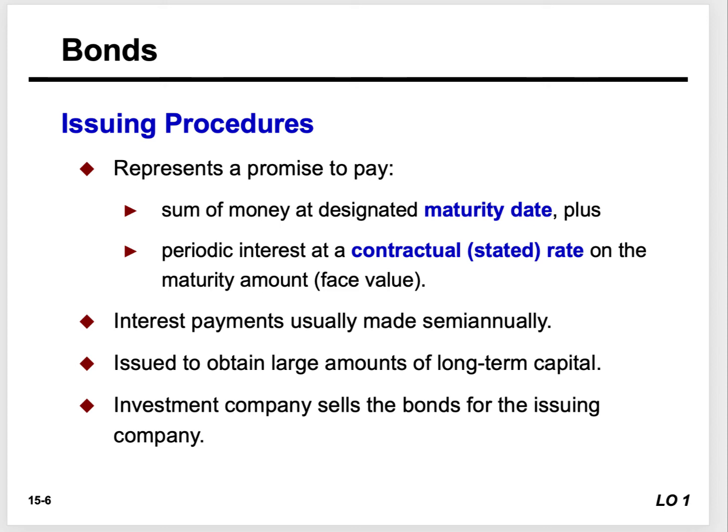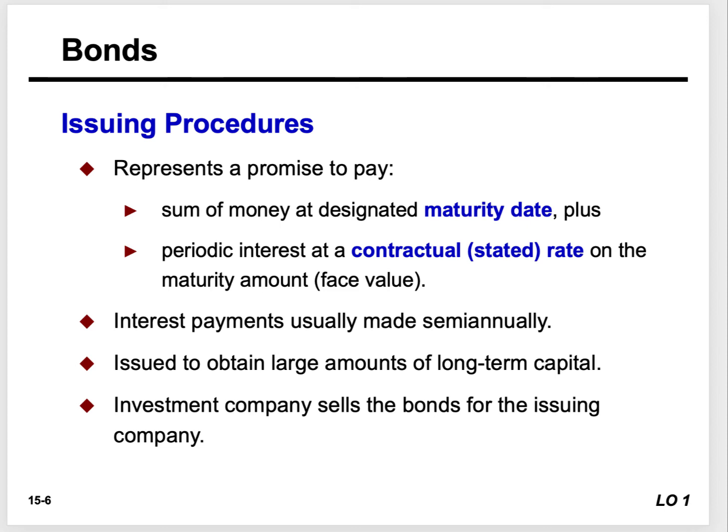So if I take that $1,000 and multiply by 0.07, that's $70. So that means that it's contractually stated, or it's the stated rate, that I have to pay you $70 a year for 25 years. Let's say that's the maturity date, okay? Interest payments are usually semi-annual, right? We're going to get an interest payment every 6 months, or 2 times a year, okay?